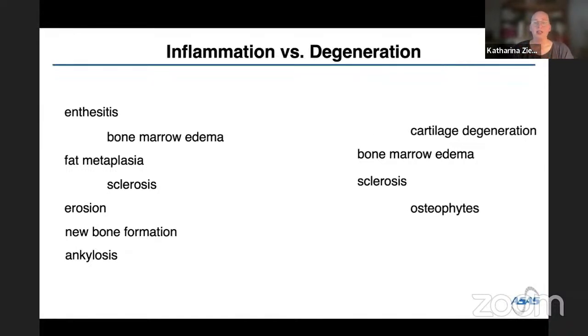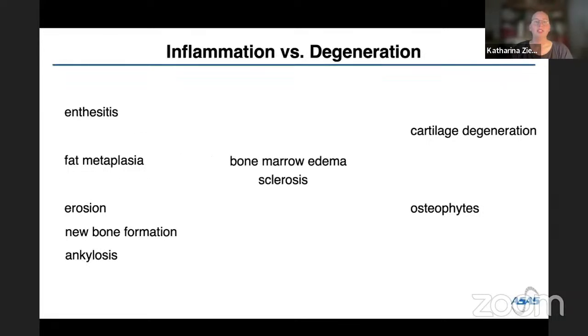Then there are lesions that are more degenerative in nature, or should be interpreted as degenerative. And the main one here is osteophytes. So osteophytes is a classical degenerative lesion. But then there are two kinds of lesions that we see in both, and those are bone marrow edema and sclerosis. So those two kinds of lesions we can see both in inflammation and degeneration, and they are important both in inflammation and degeneration. So we really have to look out for those.